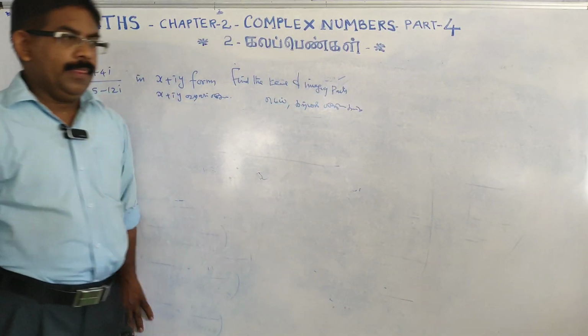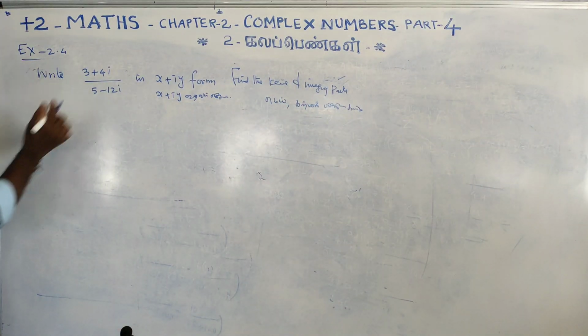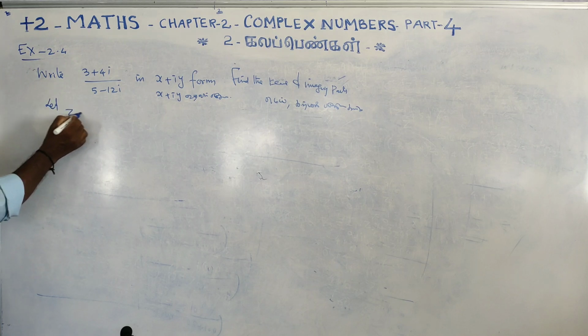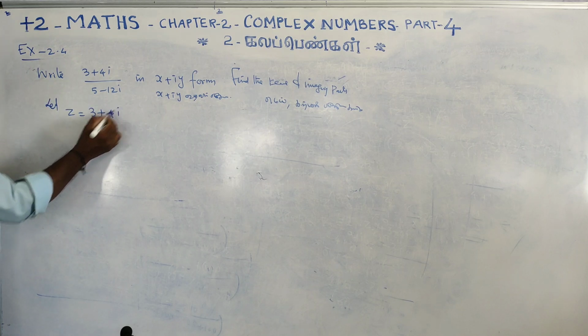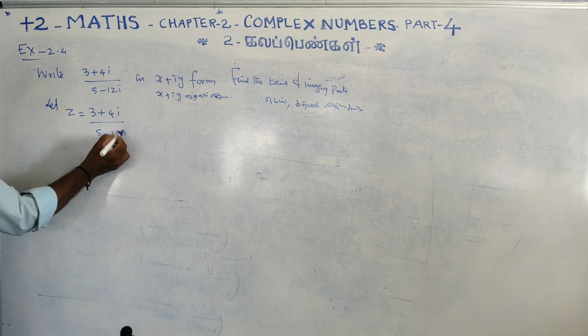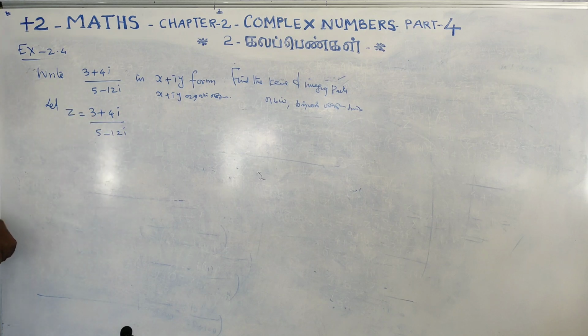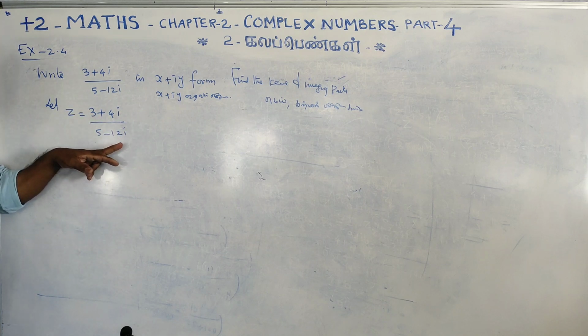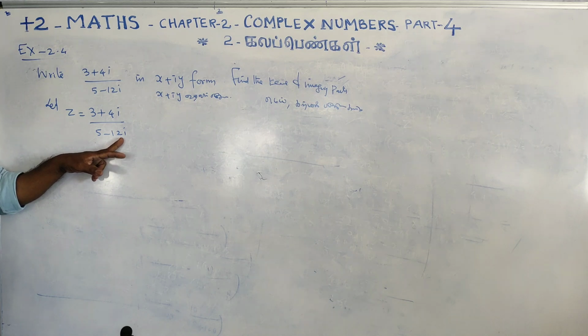Right. How can we do the problem? Well, given, let z equal to 3 plus 4i by 5 minus 12i. Reduce the term because in the denominator there is an imaginary part.